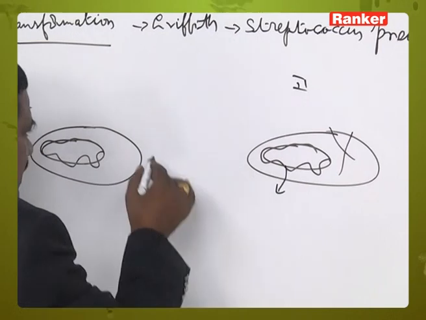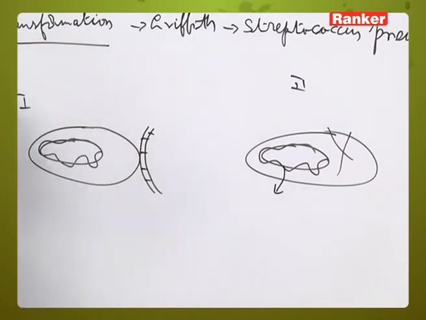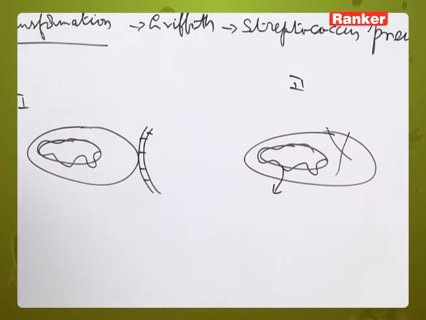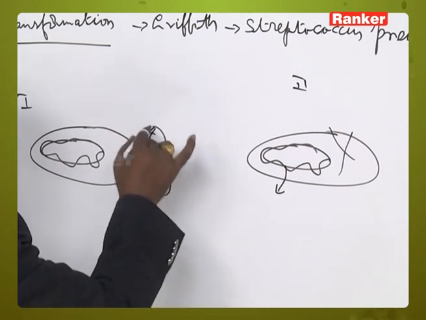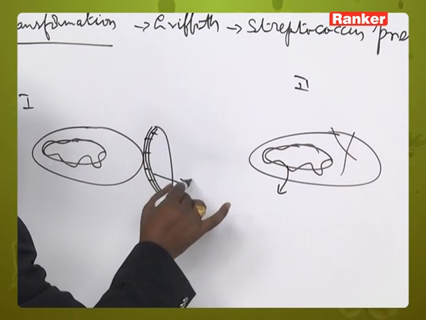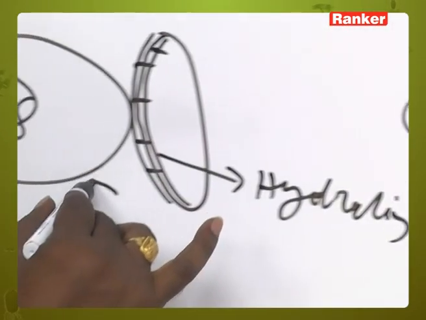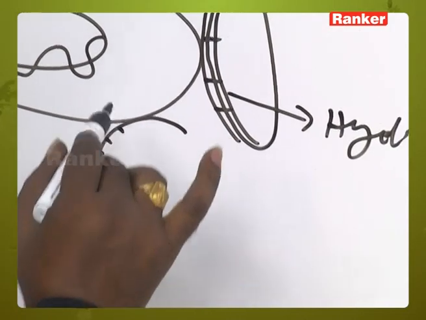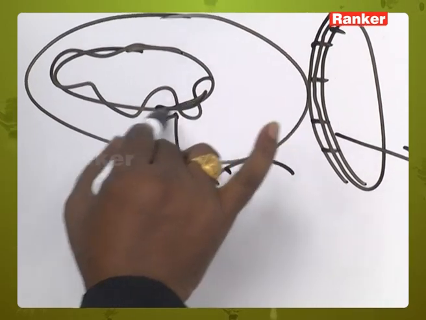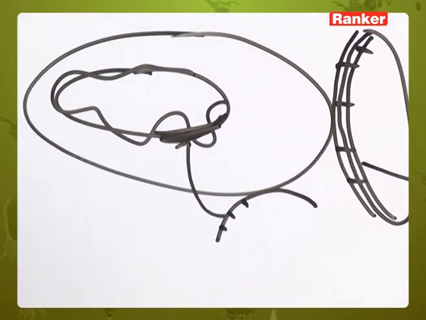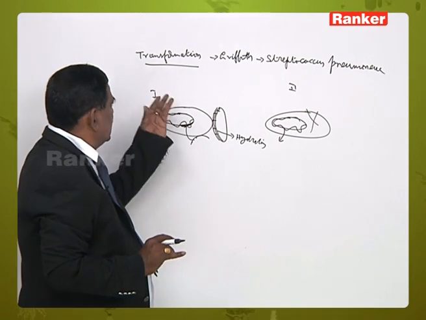Now, this genetic material attaches to the recipient bacterium. One of the strands hydrolyzes, and the remaining strand enters the bacterium with specific proteins and combines with the main genetic material in inheritable form. That is called transformation.